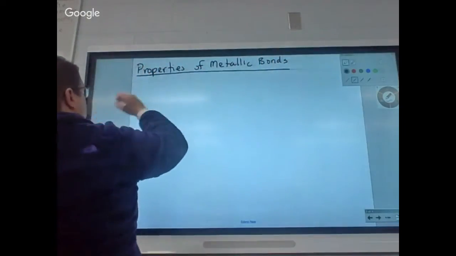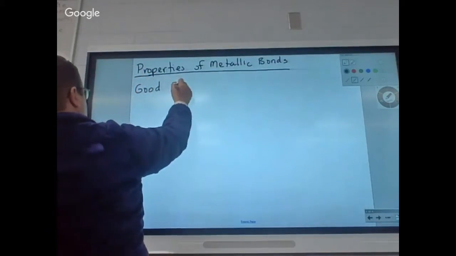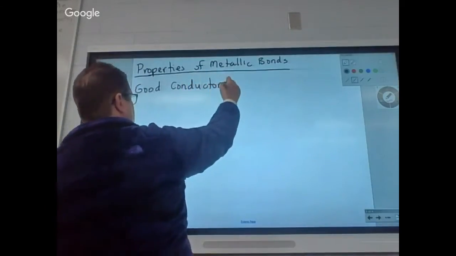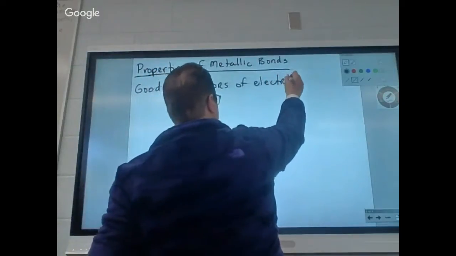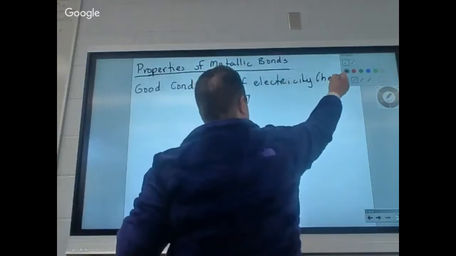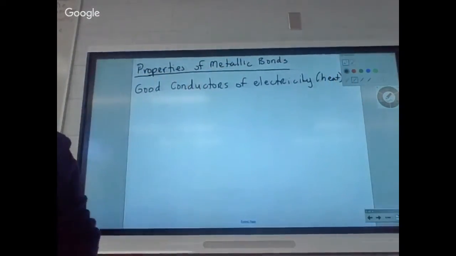All right, number one, they are good conductors. I'm going to explain why in just a second. Good conductors of electricity and heat. Now, I didn't go into that when we did the periodic table because I knew we were going to do it here with bonding. But all metals are good conductors of heat and electricity.